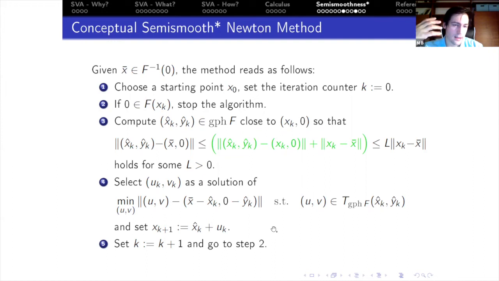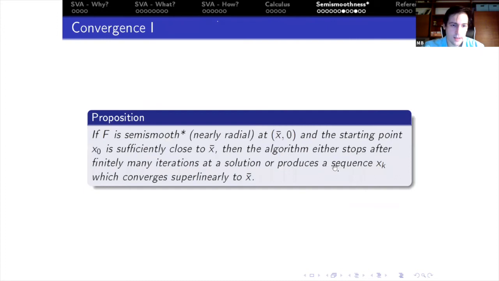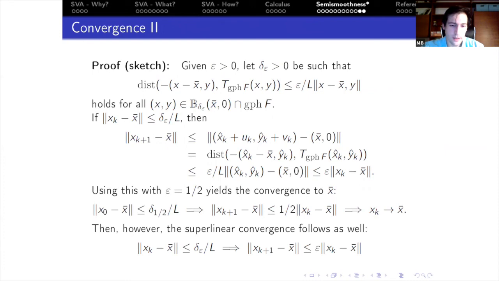Actually, what Gfrerer and Outrata did is a proper semi-smooth star Newton method where you do not need to know this. So step four was different, but the idea is very similar to this. They can actually compute the next direction by solving some linear system. So this is just the message. And yes, the statement is that you basically get superlinear convergence. The proof is also very simple, but we will not do it now. And so this would be all.